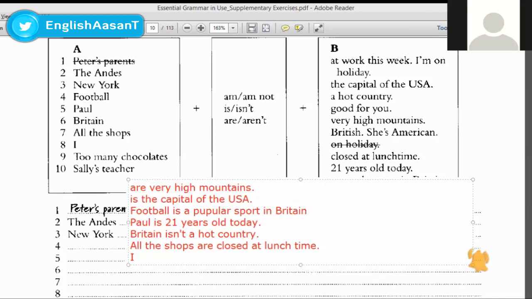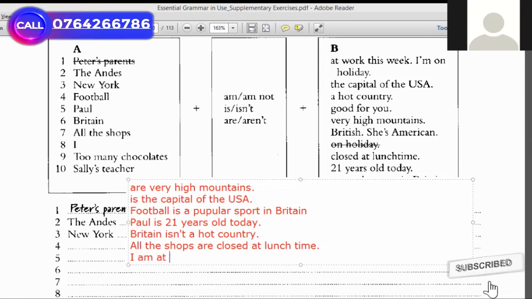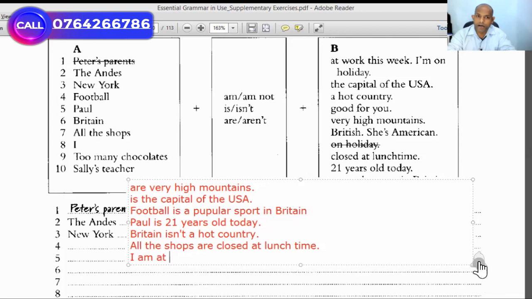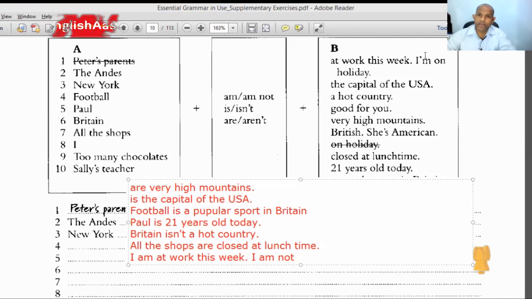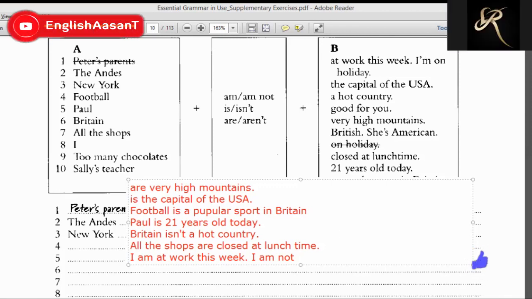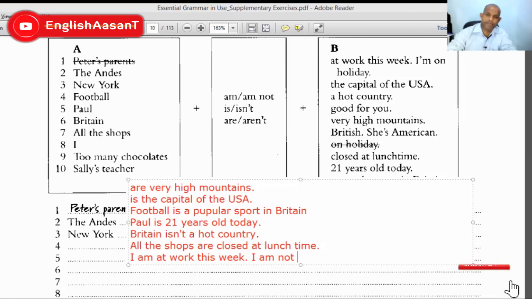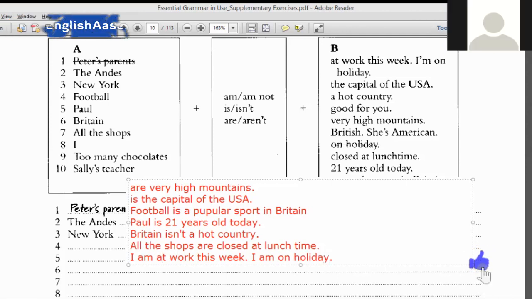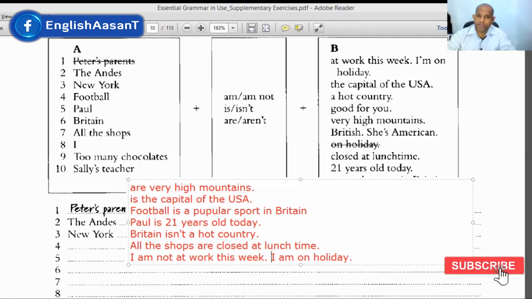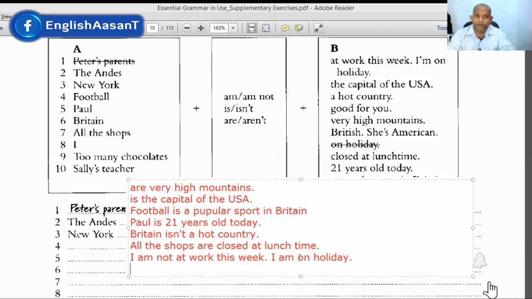I am at work this week. I'm on holiday. I am not at work. I'm not on holiday. Okay. I am on holiday. I'm not at work this week. I'm on holiday. Okay.